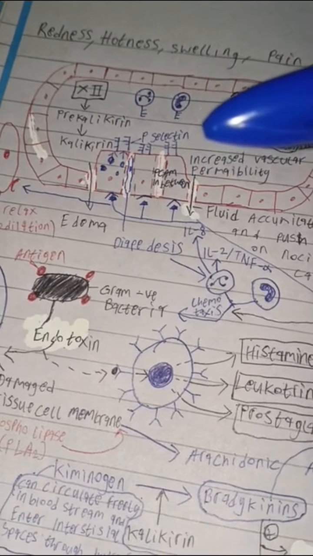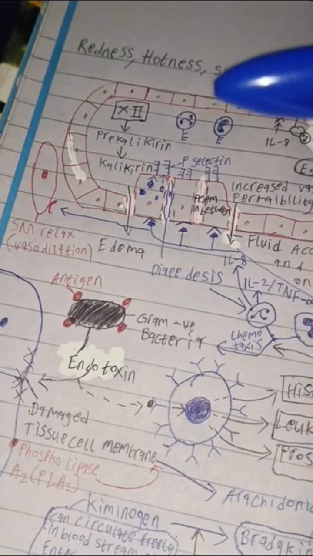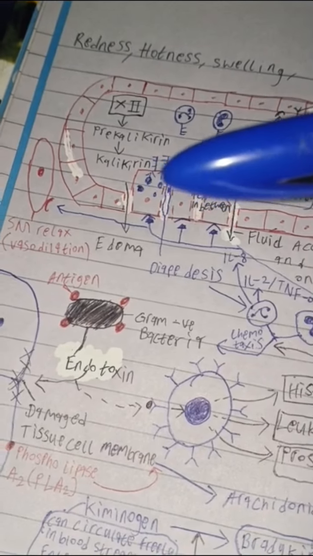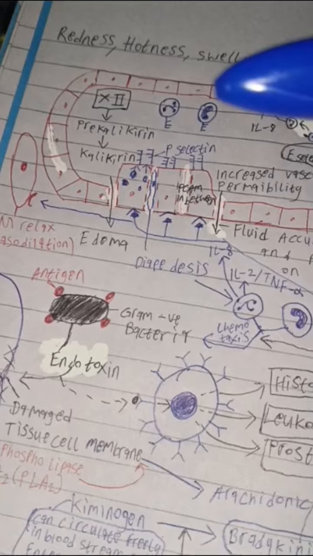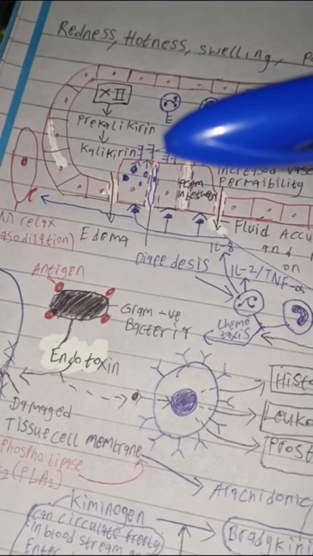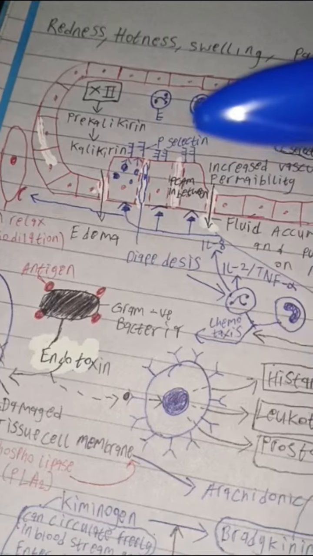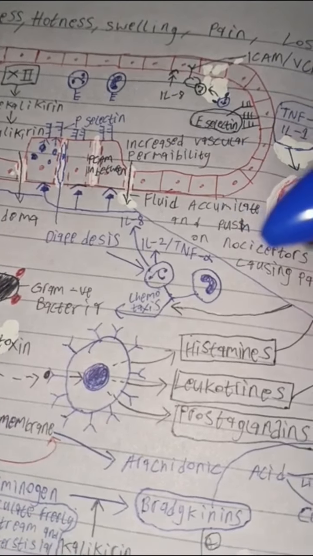Histamine will cause vasodilation, which will be the result of this redness and hotness because there's so much blood flow in that area. And the other ones will cause these endothelial cells to contract, creating space for your white blood cells to move through. And also in that process, fluid also goes through. Now, this fluid going through is going to cause swelling or tumor. And this fluid can accumulate and push on nociceptors, causing pain.